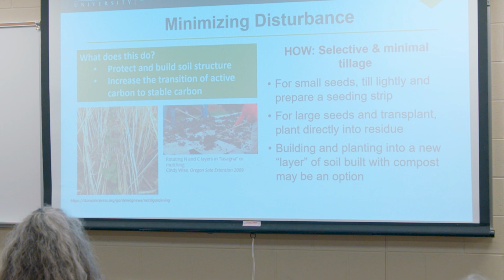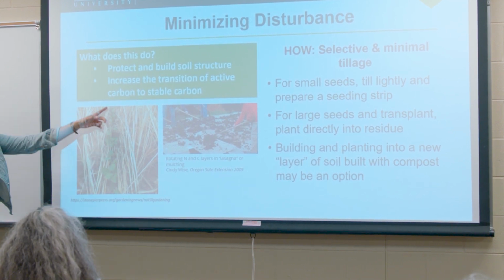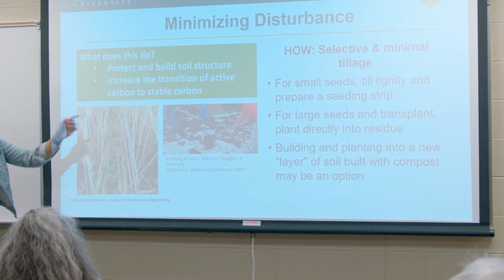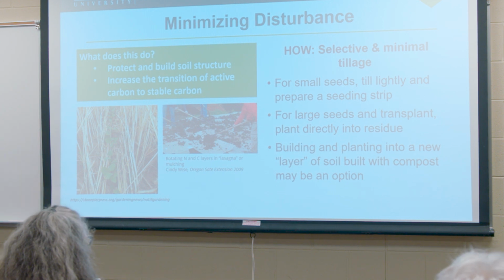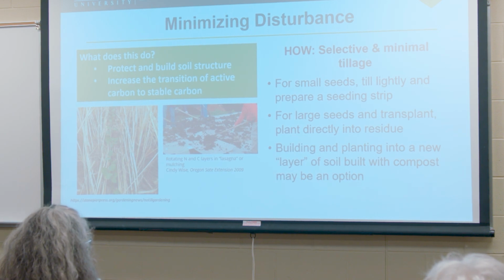Selective or minimal tillage. So for something like this system, we are directly planting in. We're only disturbing the soil where we're planting. And for small seeds, maybe you're tilling lightly and preparing seeding strips. For larger seeds and transplants, just planting directly into the residue.